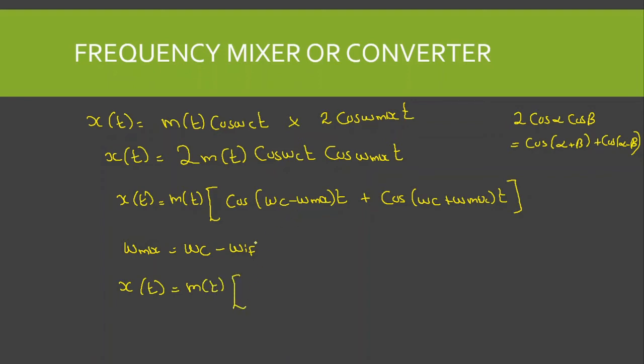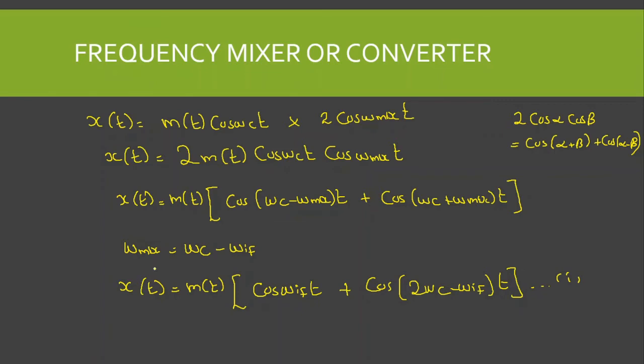This will be omega c minus omega c plus omega if. So this will be cosine omega if t, and here again, in case of this omega of mix of t, this is going to be equal to omega c minus omega if. So when I put this, this is going to be cosine of 2 omega c minus omega if into t. So let me name it as equation 1.